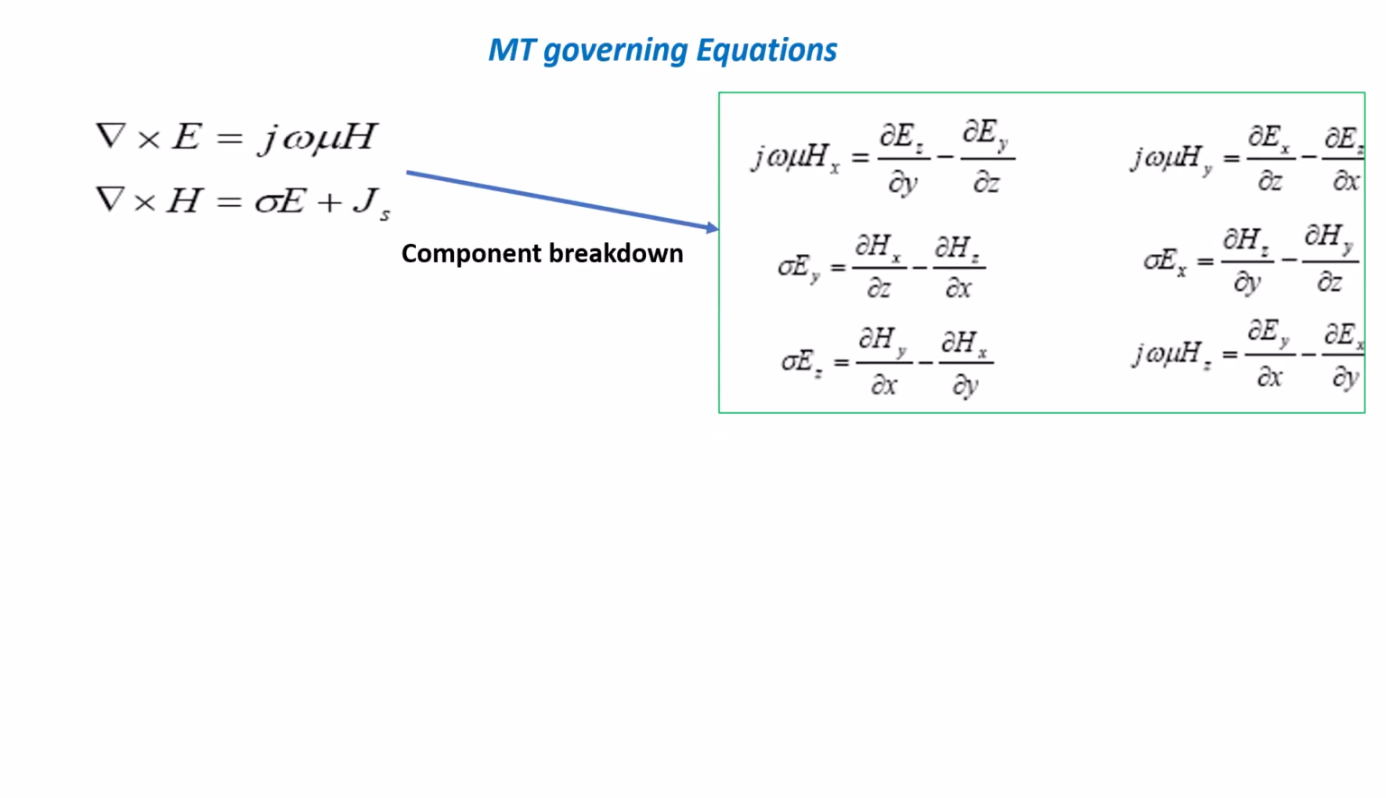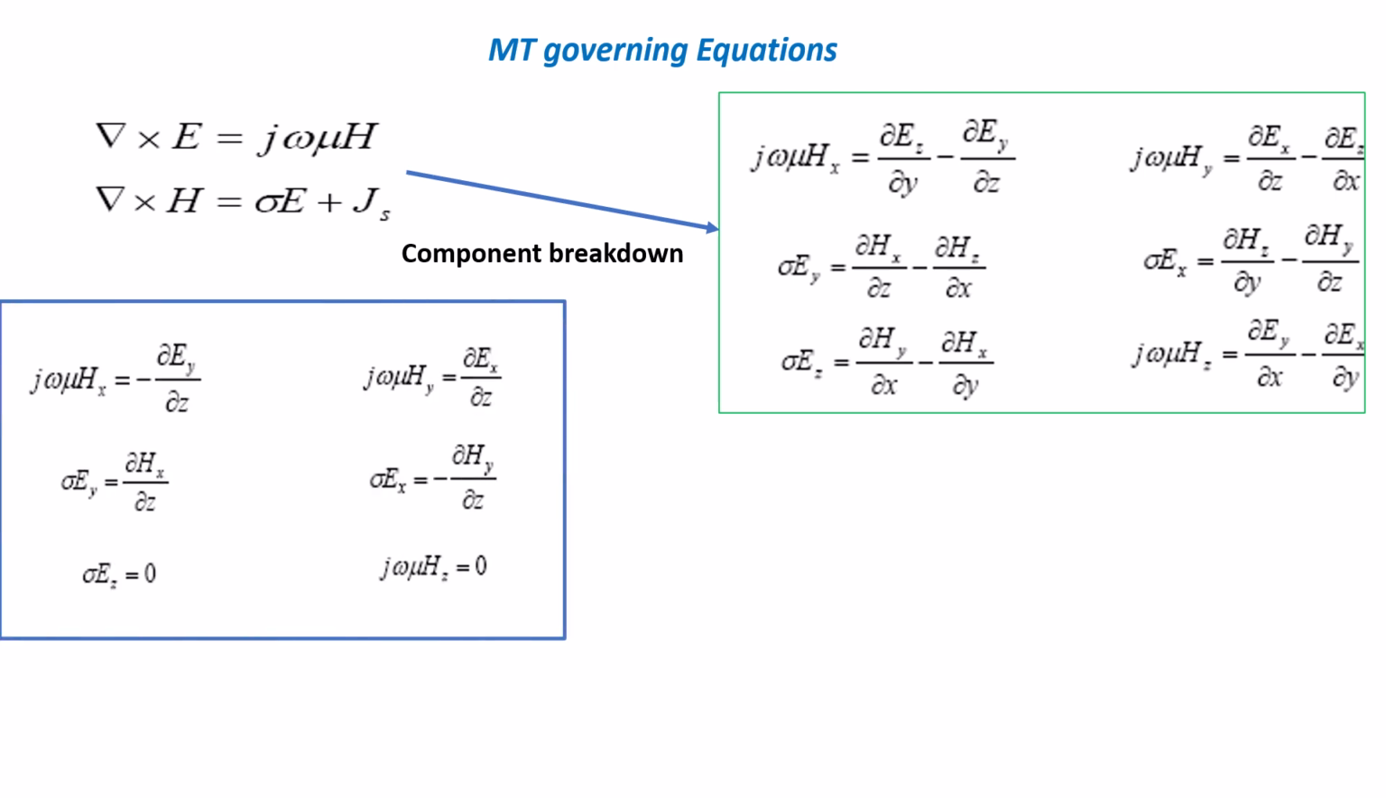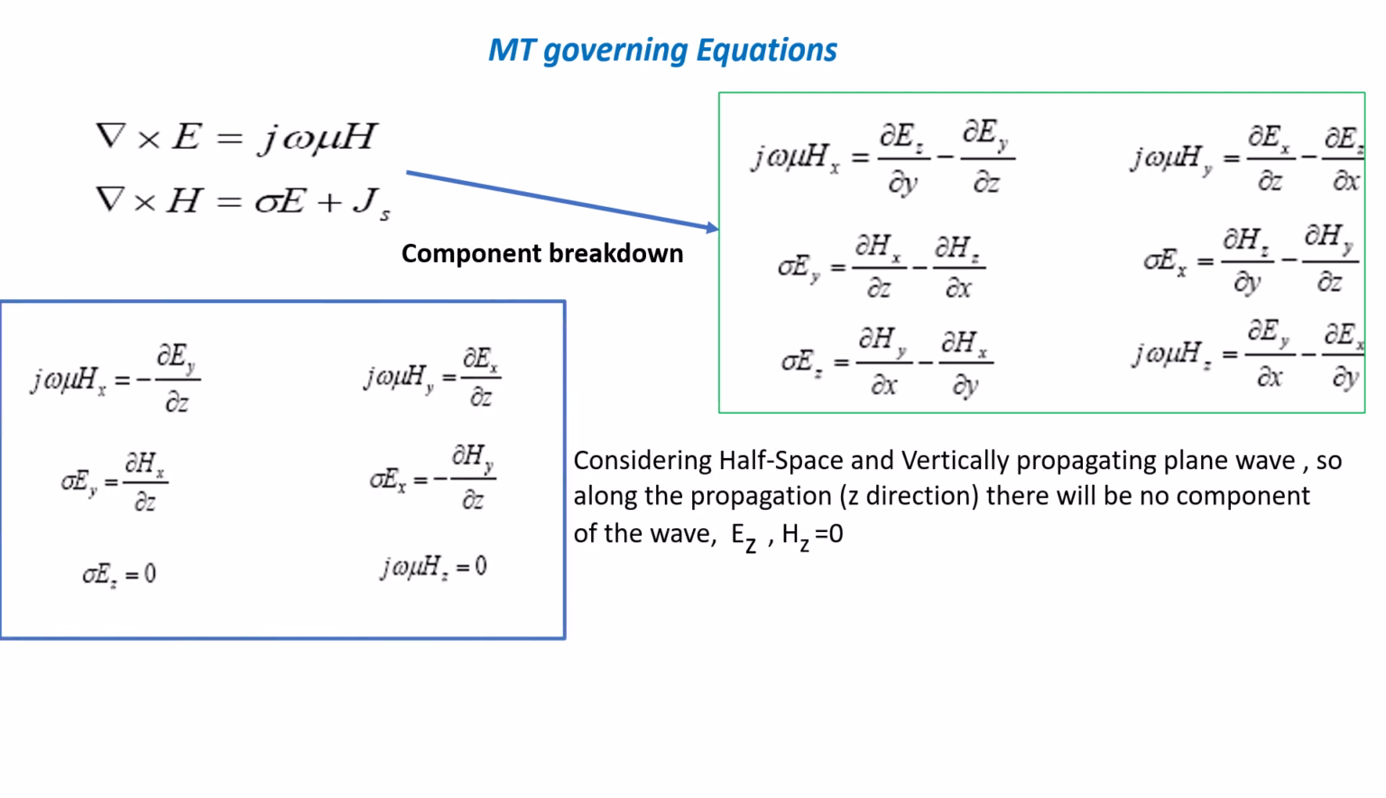The basic governing equations are Faraday's law, curl of E is minus j omega mu H, and Ampere's law, curl of H. I have already described these equations in my previous electromagnetic lecture. Component-wise you can derive these equations. Now, assuming a half space and a vertically propagating plane wave, you can have no component of electric and magnetic field along the z direction. Inserting this into the equations, you get this type of equation.